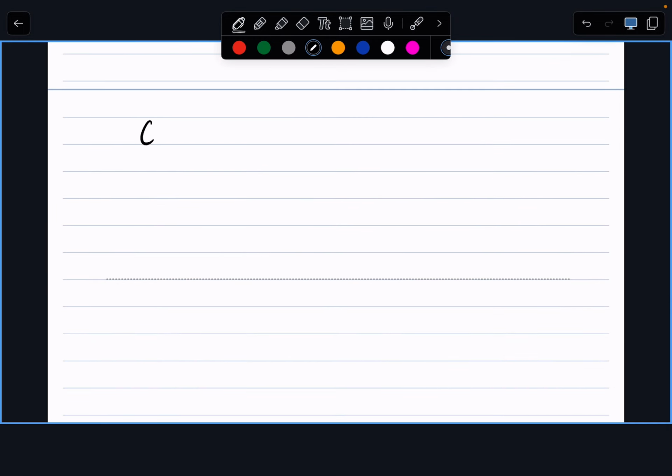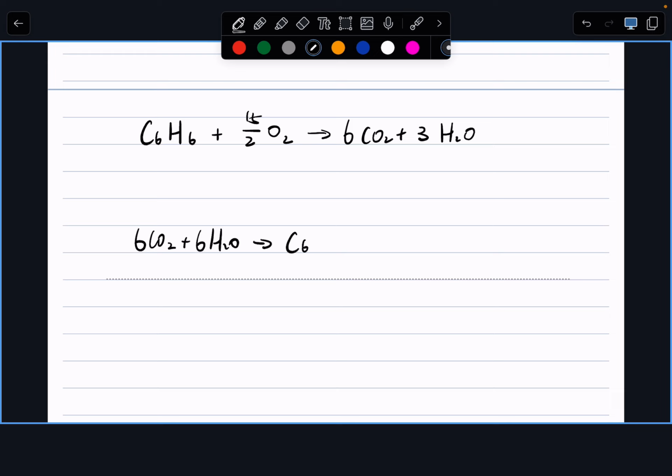C6H6 plus 15/2 oxygen goes to 6 CO2 and 3 H2O. And as a reactant, I have 6 CO2 plus 6 H2O goes to C6H12 plus 9 oxygen. And in the middle, I have H2 plus 1/2 oxygen goes to H2O.